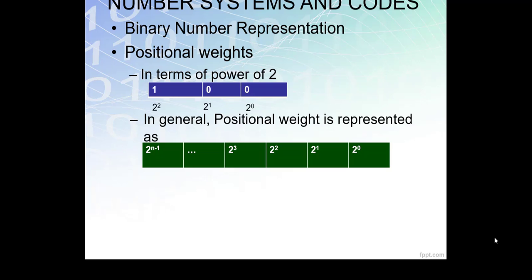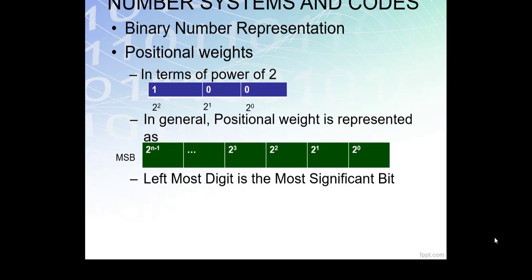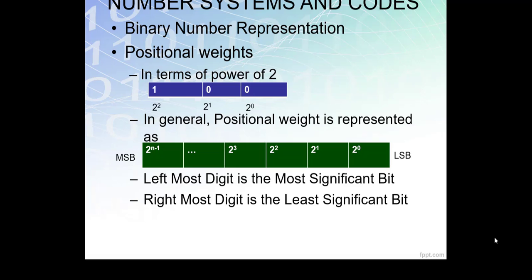So here the leftmost digit and the rightmost digit are also called by another name. The leftmost digit is called MSB, that means most significant bit. The rightmost one is called LSB, that means least significant bit. As usual, n is the total number of digits.